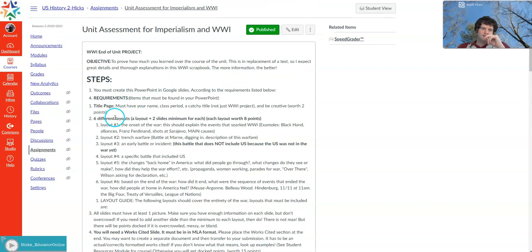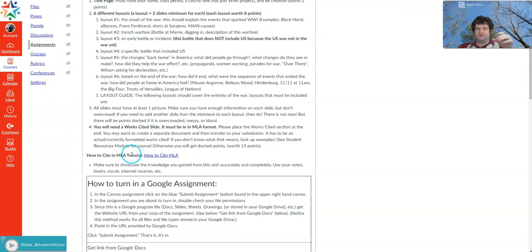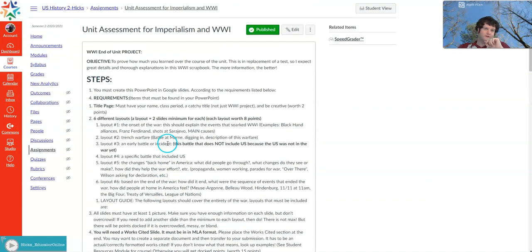You've got the details of the requirements here. You need a title page. You need some slides about the war and different specific aspects of the war. You need to cite your sources. You're going to be using MLA. I have instructions on how to do that and how to turn this in.